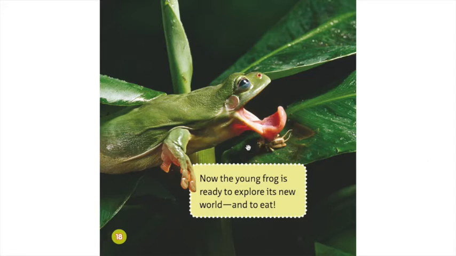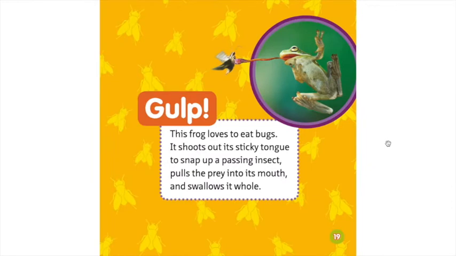Looks like it's eating a cricket in this picture. Gulp! This frog loves to eat bugs. It shoots out its sticky tongue to snap up a passing insect, pulls the prey into its mouth, and swallows it whole.